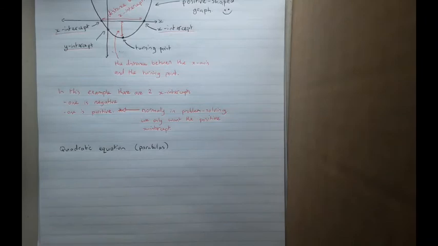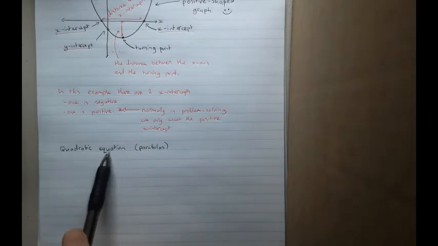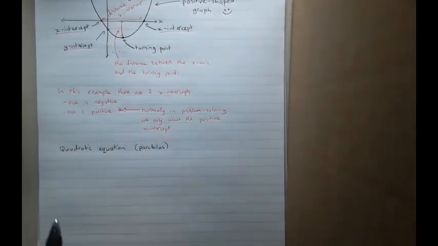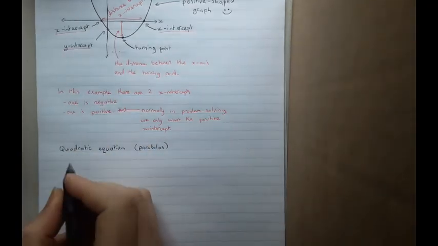Okay, so I just want to point out here that a parabola is basically the shape of the graph. That is what you get when you draw a quadratic equation on a graph. So they're the same thing. The quadratic equation is the algebra, what it looks like with algebra. Parabola is what it looks like on the graph. Just pointing that out. So let's look at a quadratic equation.